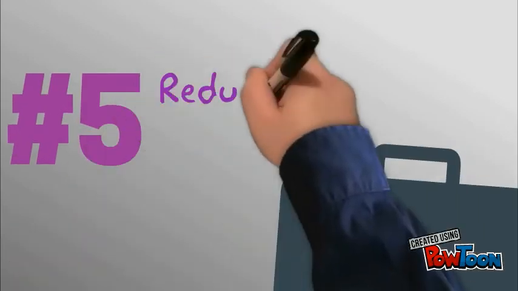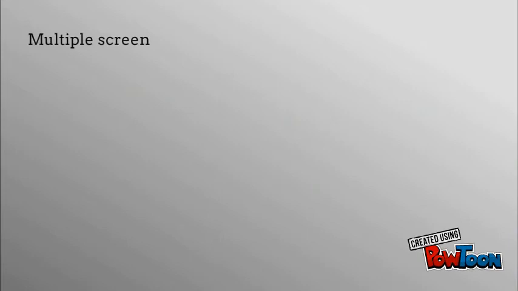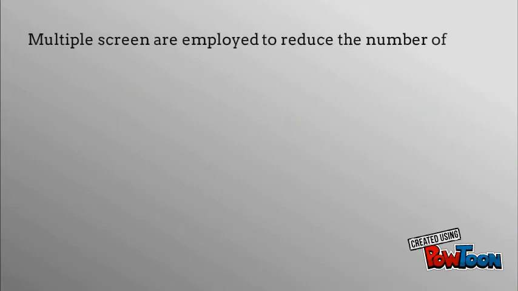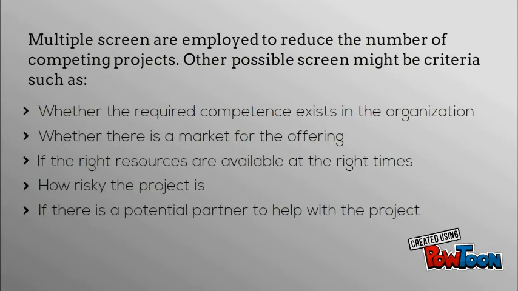Step 5. Reduce the project and criteria set. Multiple screens are employed to reduce the number of projects. Other possible screens might be criteria such as whether the required competence exists in the organization, whether there is a market for the offering, if the right resources are available at the right times, how risky the project is, and if there is a potential partner to help with the project.